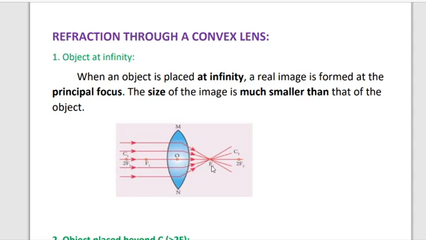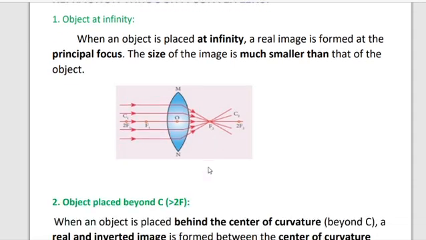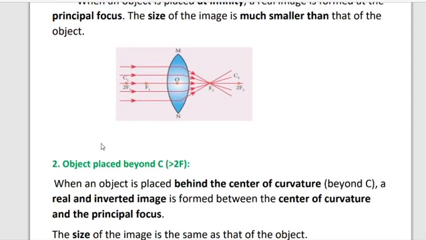Image formed at the principal focus. The size of the image is much smaller than that of the object. Object size is very big and it is at infinity, so how will the image be? That size is very, very small. It's like a point or diminished size, very, very small size.